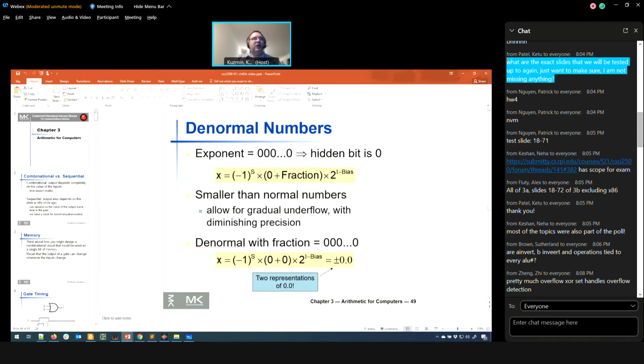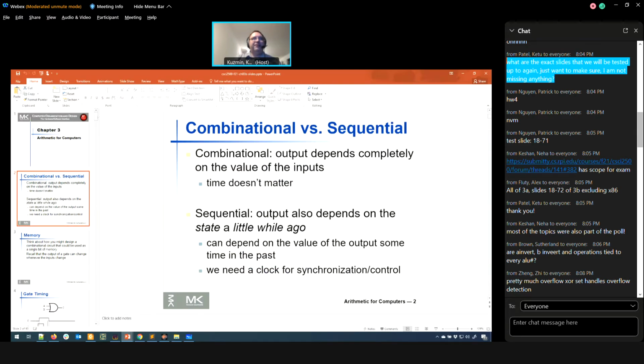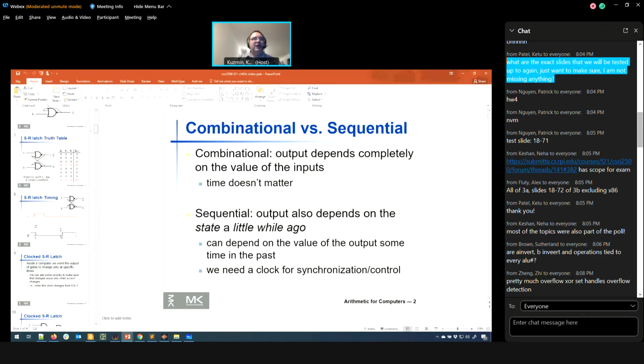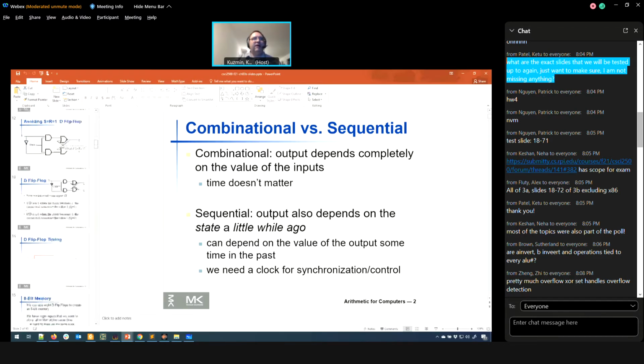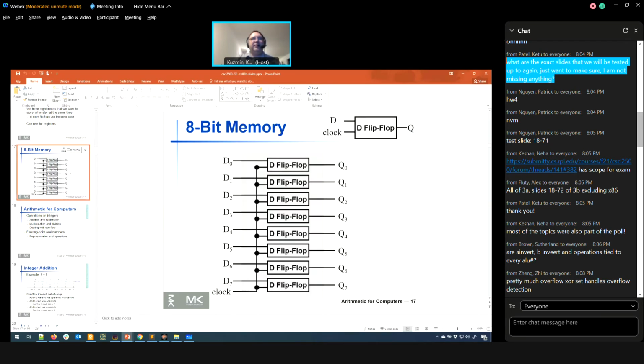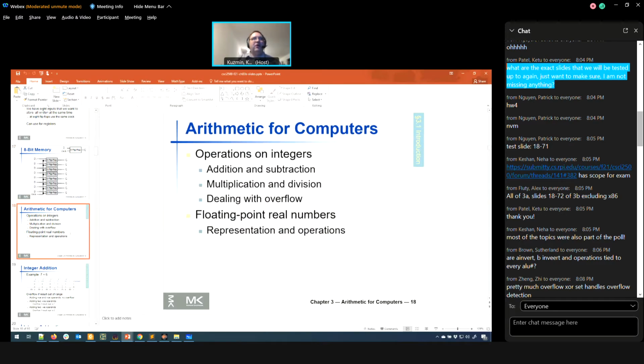So we decided to keep memory for the next time. From the beginning of that slide deck up until the slide on 8-bit memory is going to be on the next exam. Well, not on test 6, right? Not on our test tomorrow. So for our test tomorrow, we start here with slide 18.